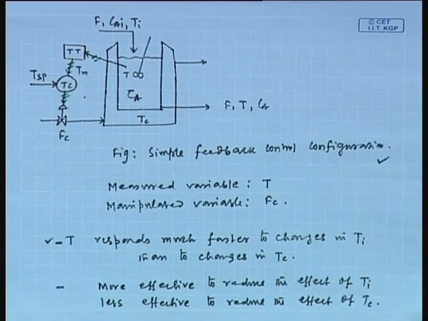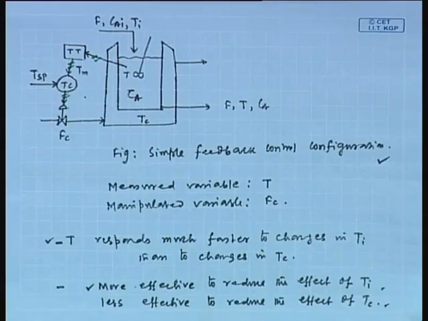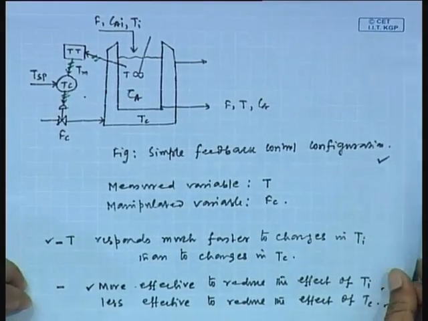The simple feedback controller is more effective to reduce the effect of disturbance in Ti and less effective to reduce the effect of disturbance in Tc. Now, basically we want it to be more effective for both cases. The controller should be more effective to reduce the effect of Ti and more effective to reduce the effect of disturbance in Tc, and therefore, we need the cascade controller. Fine. Now, we will discuss the cascade control scheme, how it is more effective for both the cases.